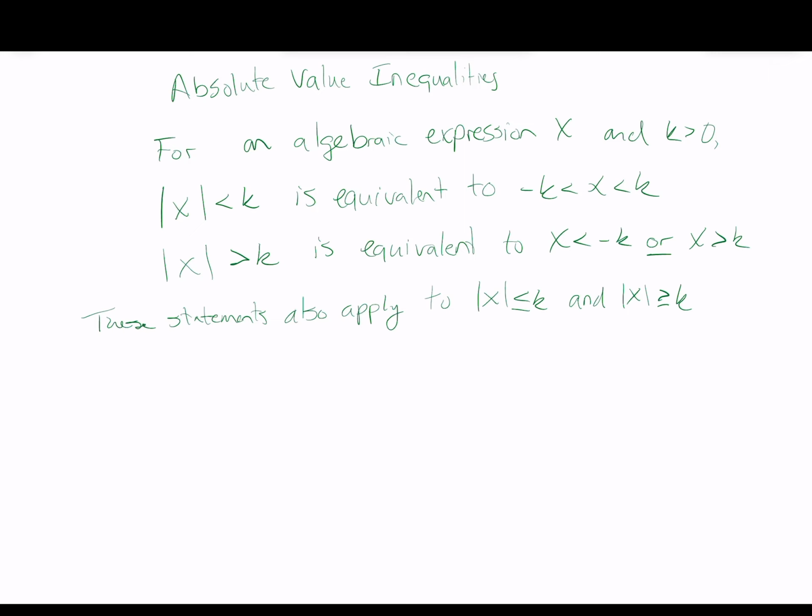The same is true when we have a greater than, except we have to break it into parts. If the absolute value of x is greater than k, then x is less than negative k, or x is greater than k. These statements are also true when you have the absolute value of x less than or equal to, or greater than or equal to k. So let's do an example.